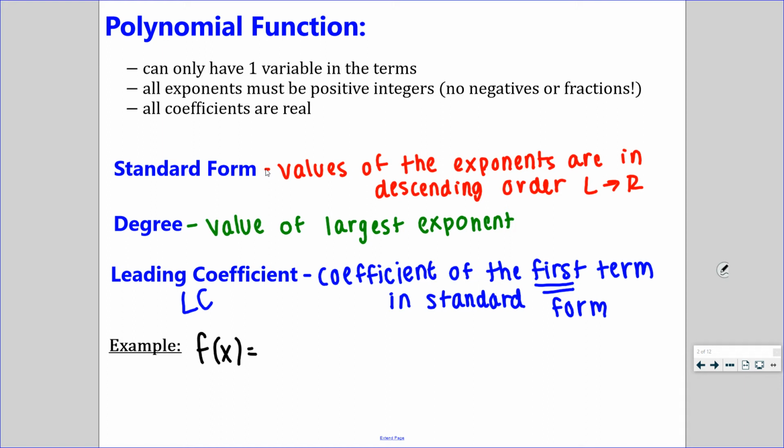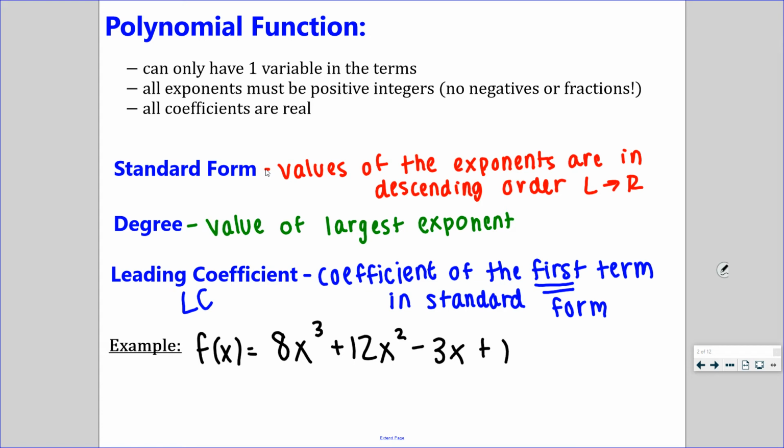Okay, and I'm going to write this in standard form. So let's say we have a degree 3, meaning my largest power on the x is a 3. And then we go in descending order. I'm kind of just making up these numbers. But this would be an example of a polynomial function.